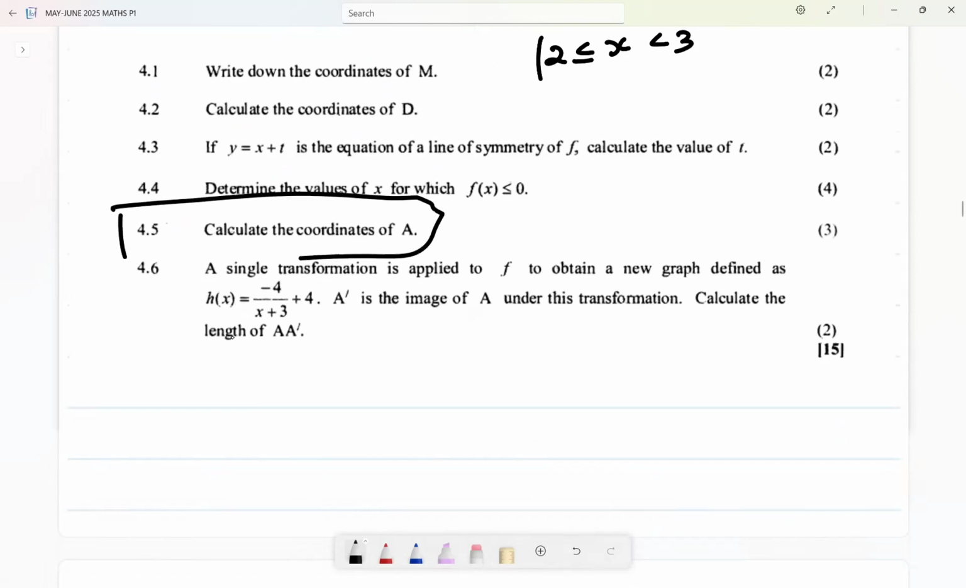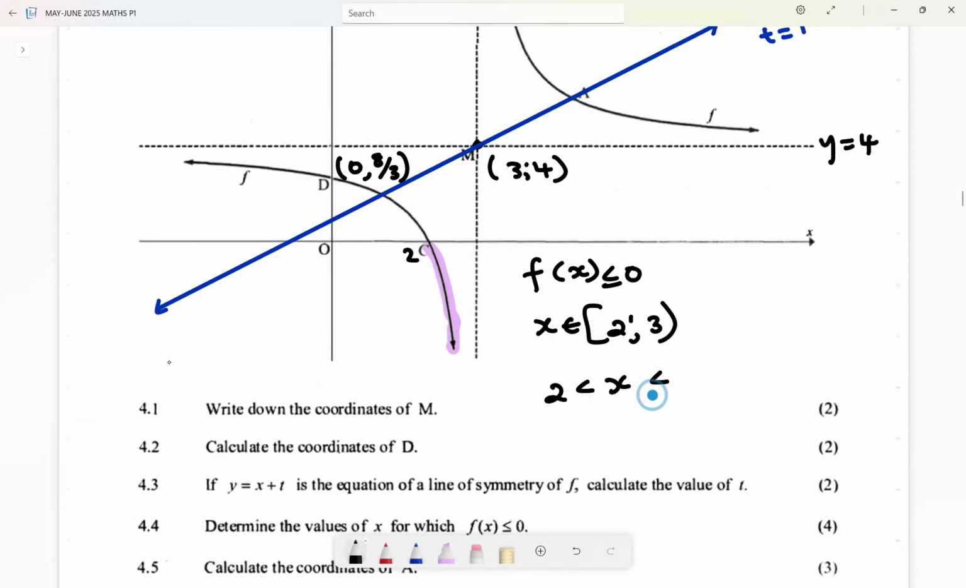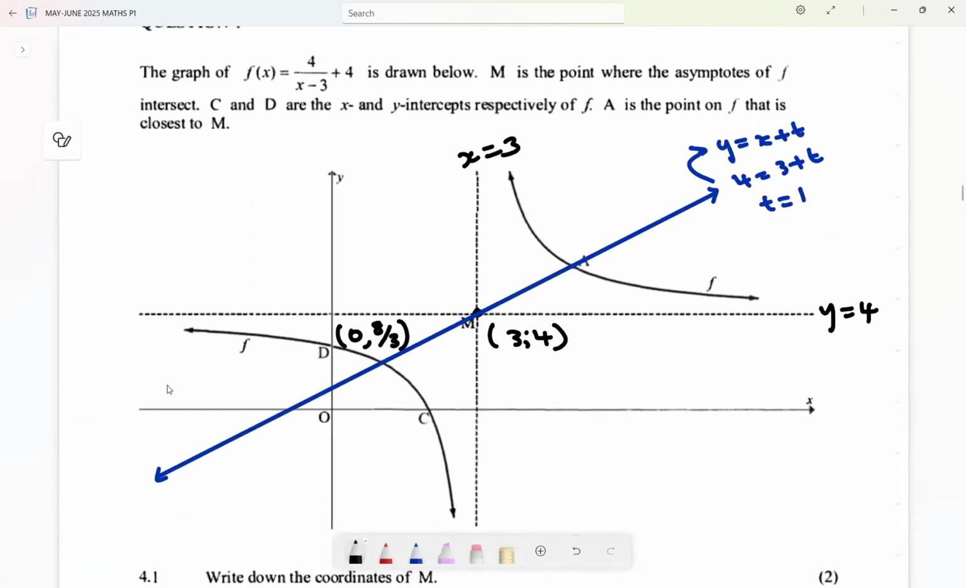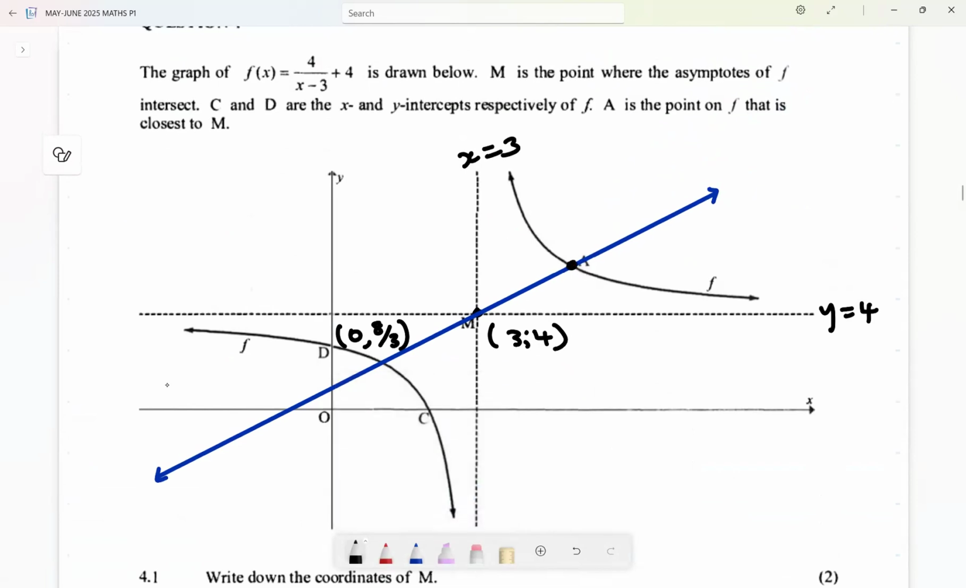Calculate the coordinates of A. What are the coordinates of A? What did they tell us about A? They said to us, A is the closest. Here is A, guys. They said to us, A is the point on f that is closest to M. Okay, that is closest to M.